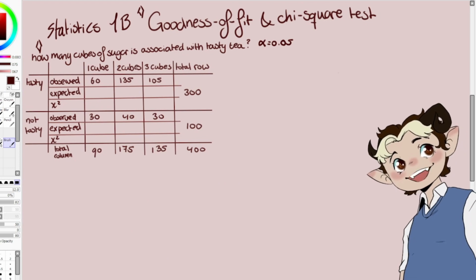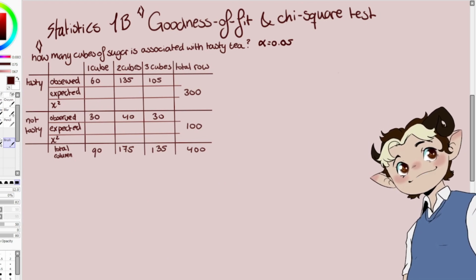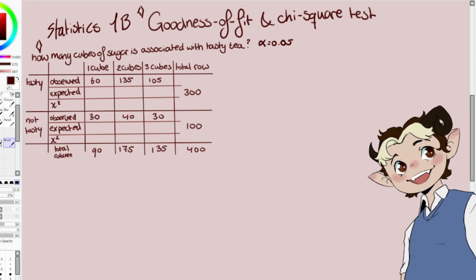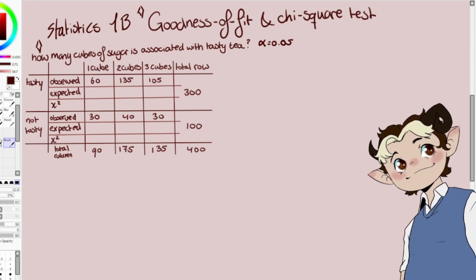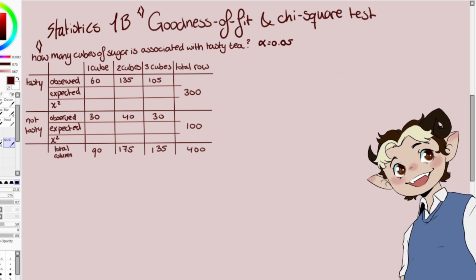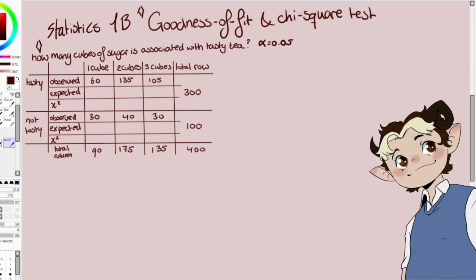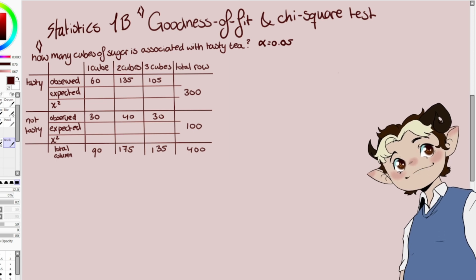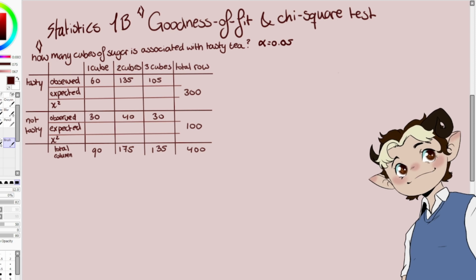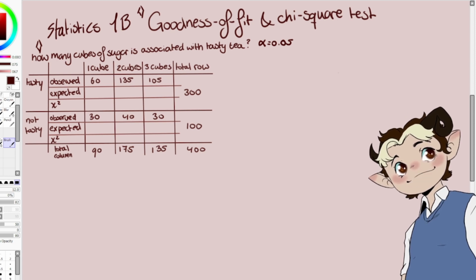Now we're going to look at our chi-square test. So now we have two categorical variables. We have the question, how many cubes of sugar is associated with tasty tea? One of our categorical variables is the amount of cubes: 1 cube, 2 cubes, or 3 cubes. And the other categorical variable is whether people say it's tasty or not tasty.